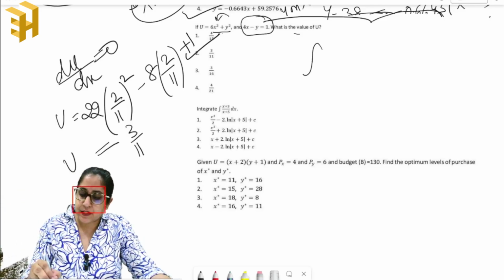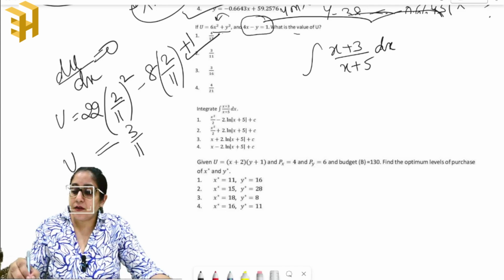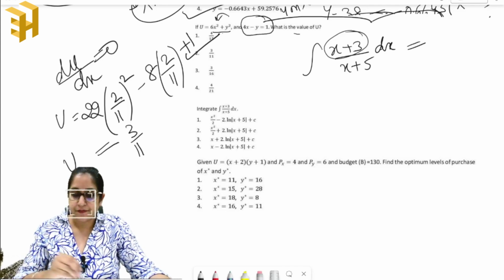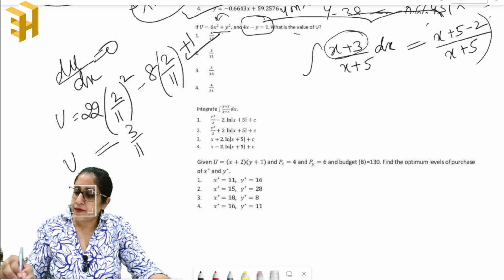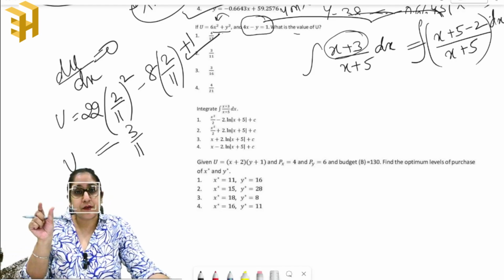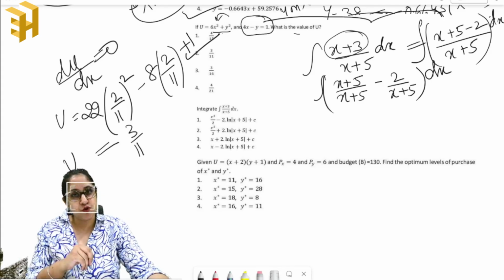So, we have to integrate (x plus 3) by (x plus 5) dx. Okay. Now, we can formulate this as (x plus 5 minus 2) divided by (x plus 5) dx. Can't we do that? Right? Now we can separate the numerator. We can write it as (x plus 5) upon (x plus 5) minus 2 by (x plus 5) dx. We can do that.